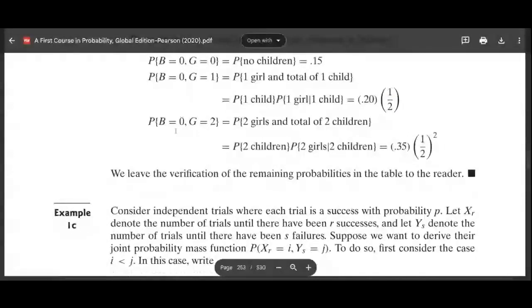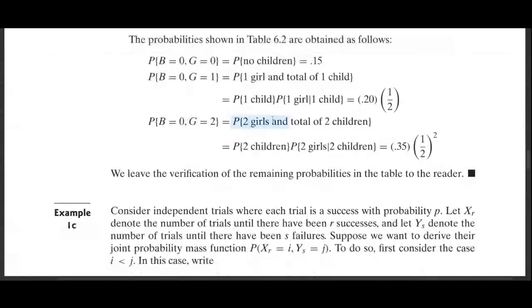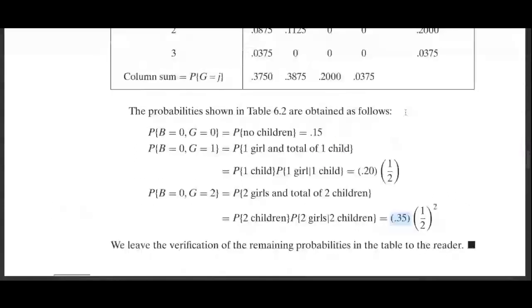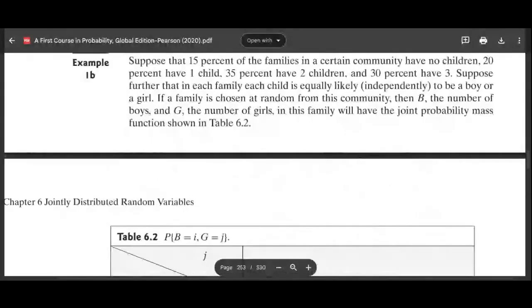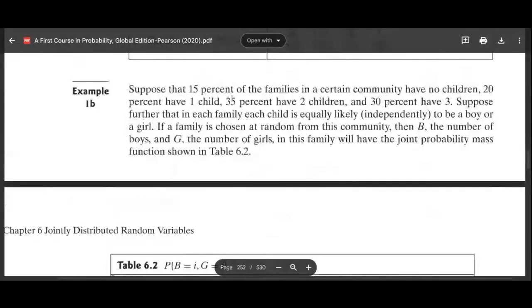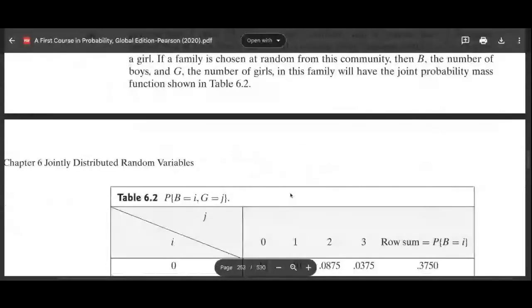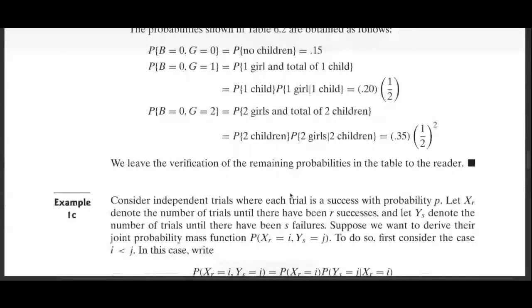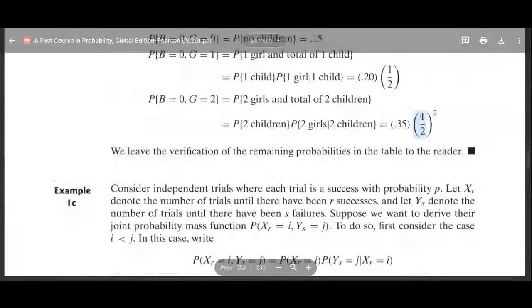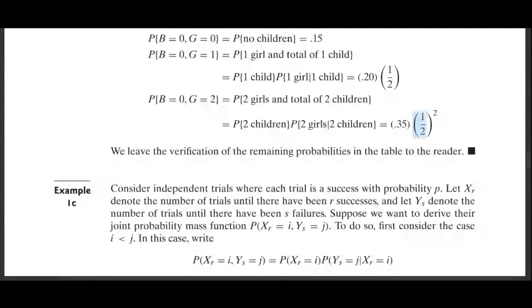So this one, 2 girls and a total of 2 children. The probability of 2 children, the families that have 2 children and both children are girls. So that's 35% of them, multiplied by, of course, the probability of having a girl or having a boy, which is 50%.